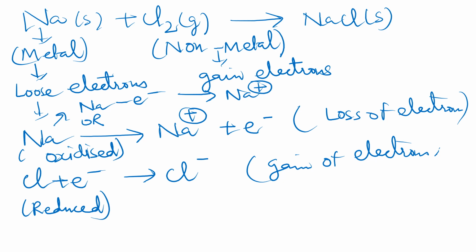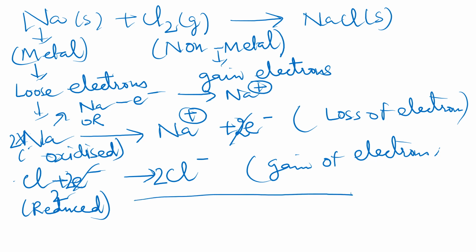But as you can see, there are two chlorine atoms, so we need two chloride ions and there will be gain of two electrons. We need to balance them every time. One sodium atom loses one electron, so two sodium atoms will lose two electrons, because chlorine needs two electrons to form chloride ions. Please remember the number of electrons lost or gained should always be equal.